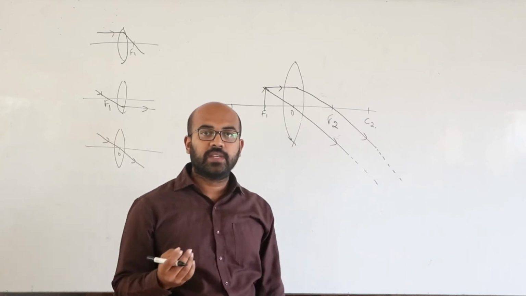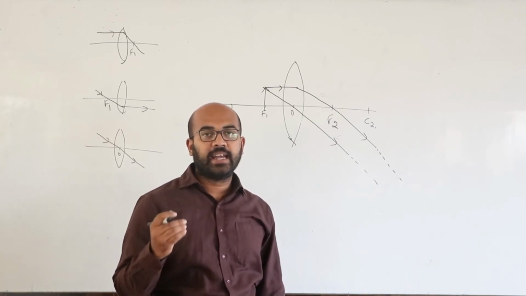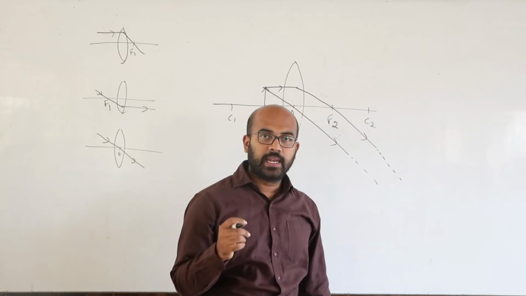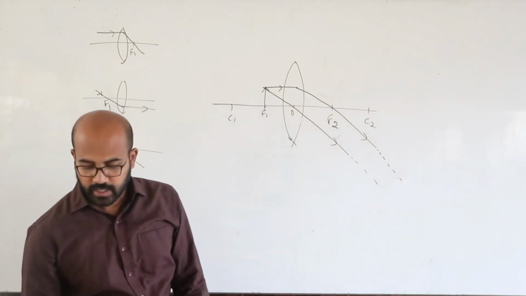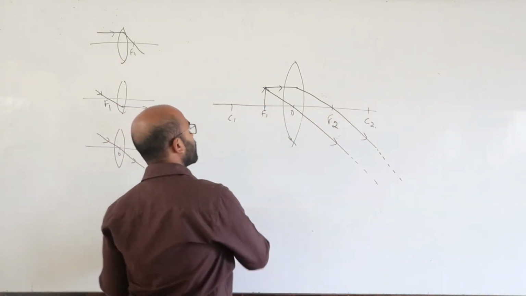So the image is getting formed at infinity. What is the size of the image? It is highly enlarged. Nature: real and inverted. It is not virtual. It is real and inverted.